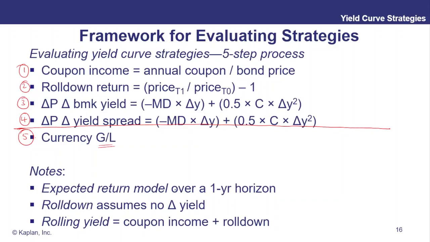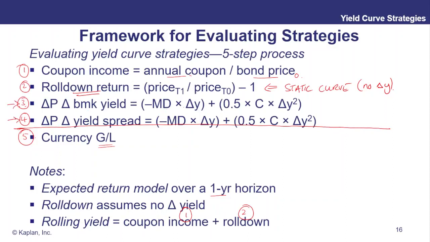We are assuming this model is for a year. That's why we're taking the annual coupon and thinking about its size relative to the price today. That gives us our coupon income. And don't forget, 1 and 2 is referred to as rolling yield, not to be confused with the roll down return. Don't forget that the roll down return, step 2, assumes a static curve. All right. In other words, no shift up or down, no delta y. Delta y comes in parts 3 and 4 due to either the benchmark rate shifting or spread shifting.